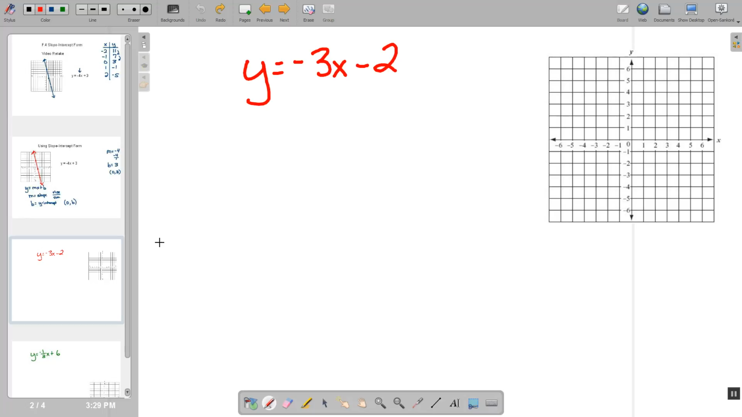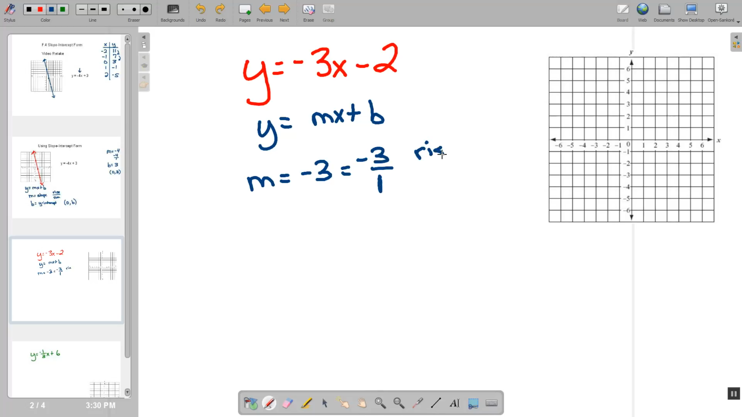So let's try another one. A couple negatives mixed in here, so a little bit trickier. But if we're using our form y equals mx plus b, our m of our line is -3, or -3 over 1, which means we're going to rise -3 every time we run 1. Now our b value, or our y-intercept, is -2, and I like to write this as the ordered pair 0, -2. And that's all we need to graph.